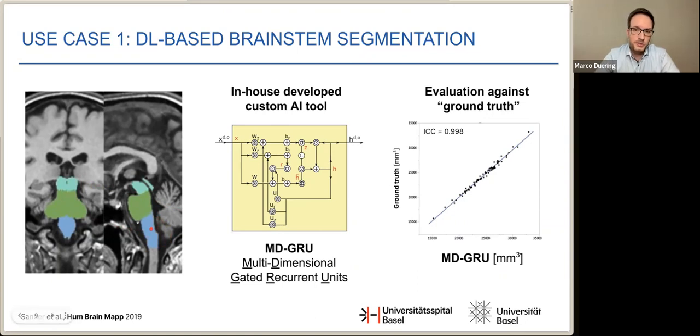And this was developed together with our partners at the University Hospital in Basel, Regina Schläger from the Department of Neurology, as well as the University Basel Department of Biomedical Engineering, the group of Philippe Catin. So this is an in-house developed custom AI tool that is built on multidimensional gated recurrent units. And when evaluating this against the ground truth, as you can see here on the right, we achieve quite a good agreement with manually labeled ground truth segmentations for the brainstem. So in that sense, this tool looks really good, but now let's go deeper into the validation.